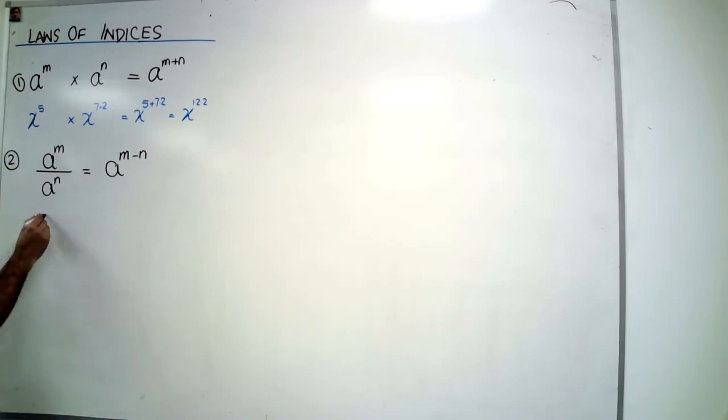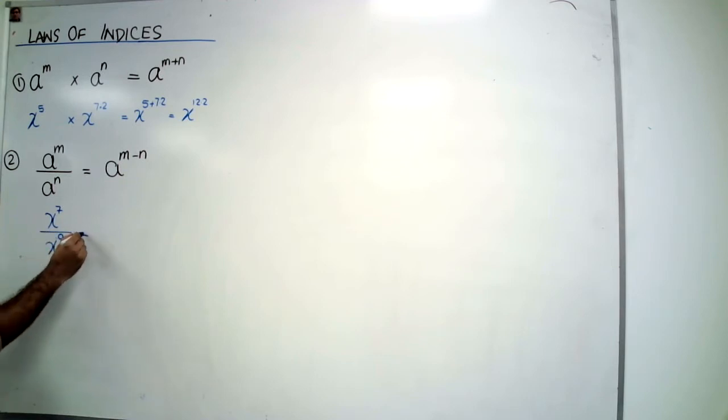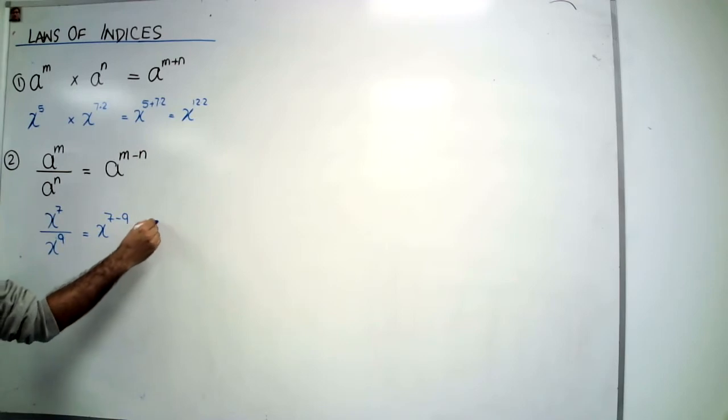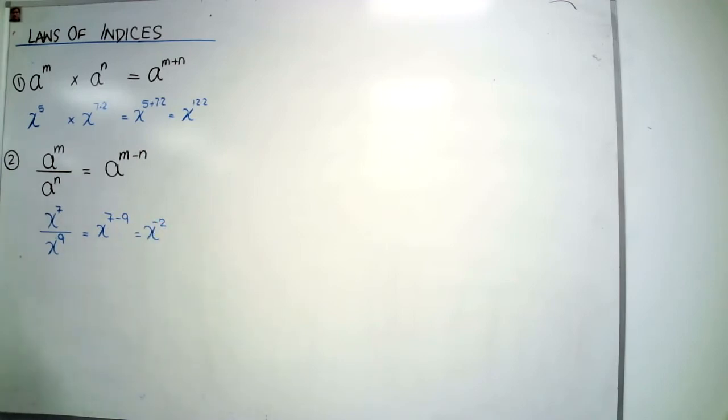Let's say you got x to the power 7 divided by x to the power 9. I choose a big number. That will become x to the power 7 minus 9, which is x to the power minus 2.